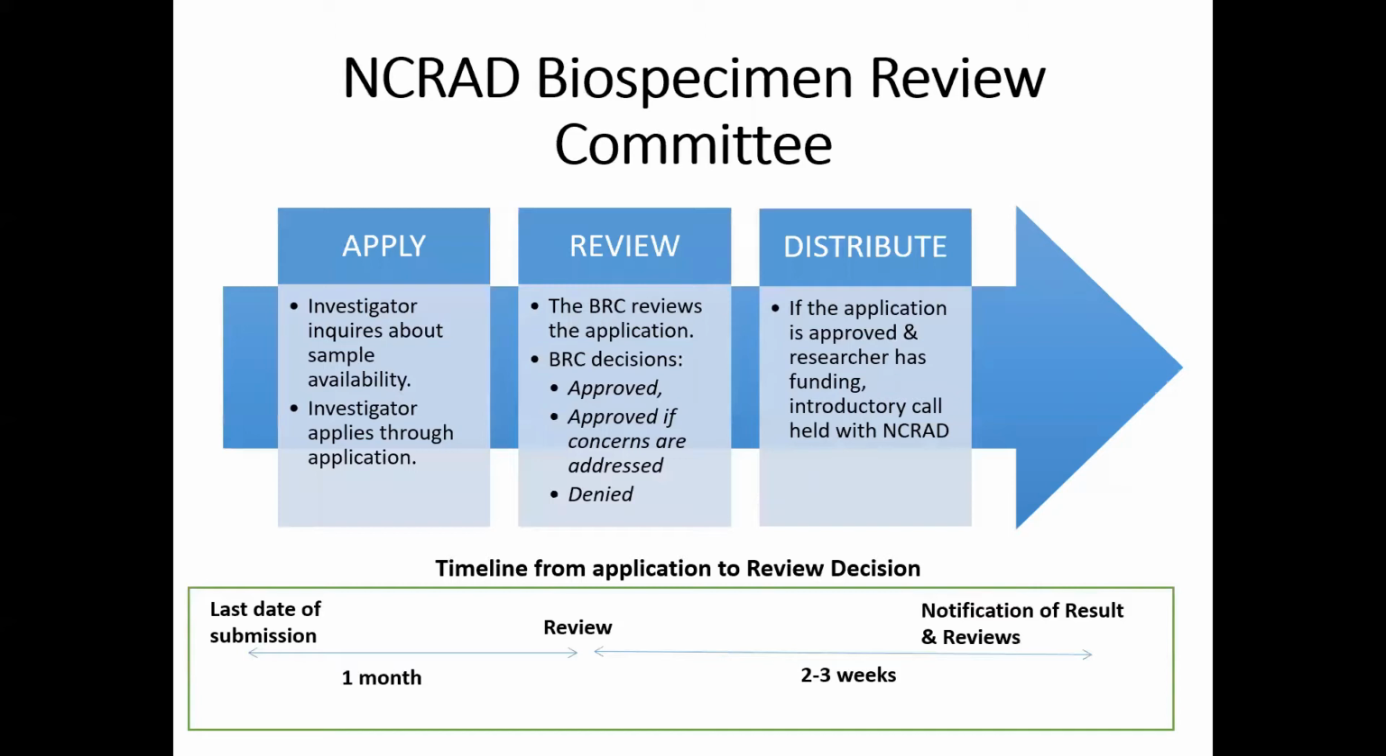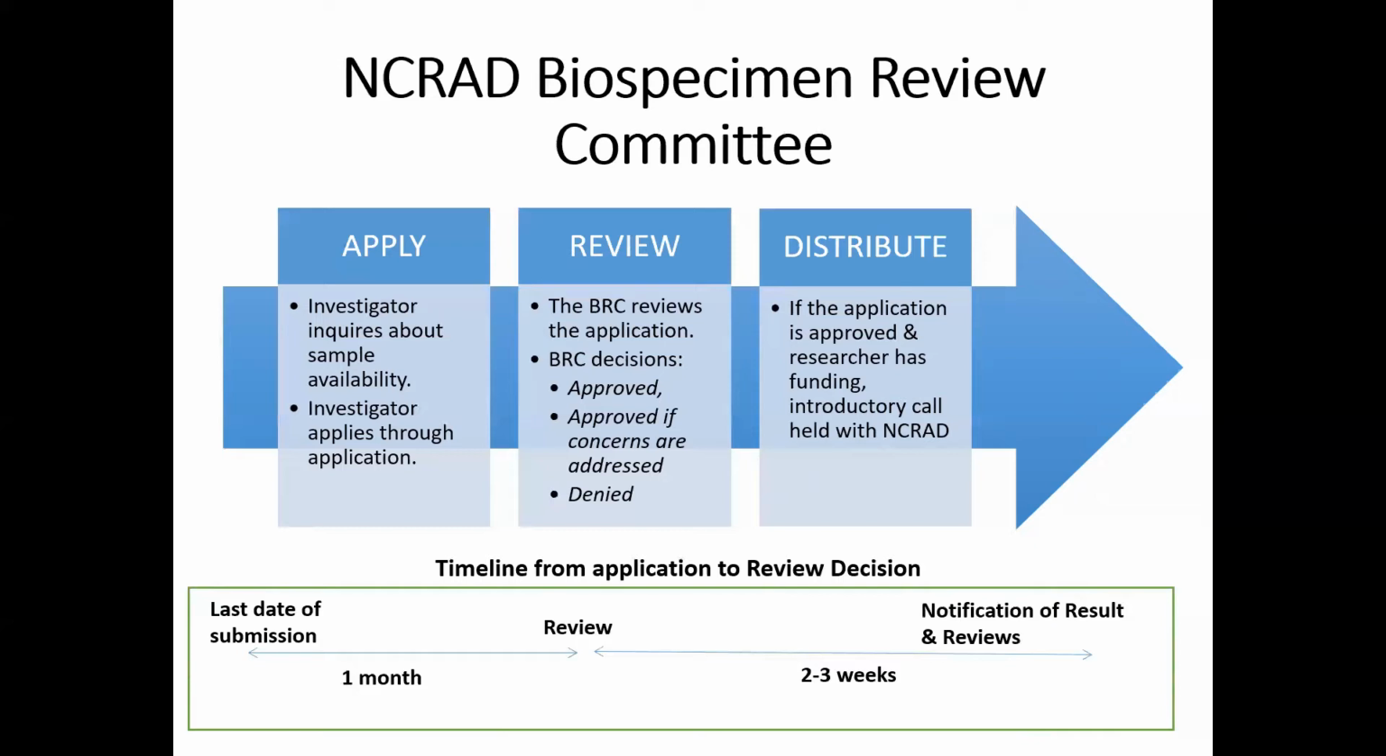There's a three-stage process for the NCRAD Biospecimen Review Committee. The first is that the investigator applies. To do that, the investigator inquires about sample availability, and then they apply through our online application process. Then the application is reviewed. The Biospecimen Review Committee reviews the application, and there are three possible decisions. The first is that the investigator is approved. The second is that the investigator is approved if the concerns that are raised by the committee can be addressed. The third option is that the request is denied.